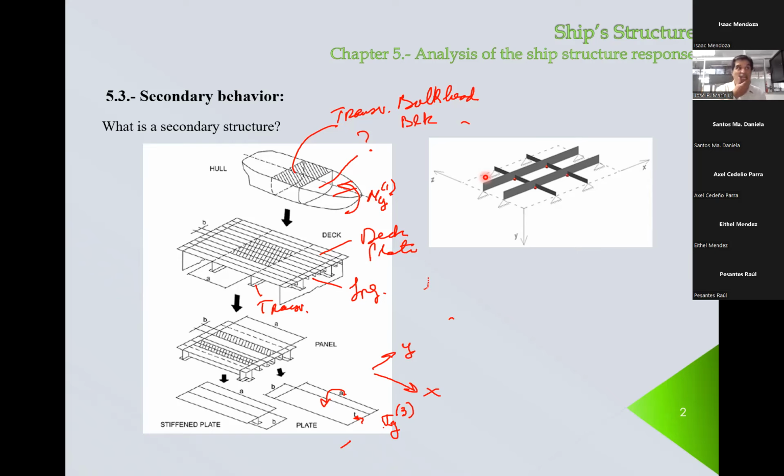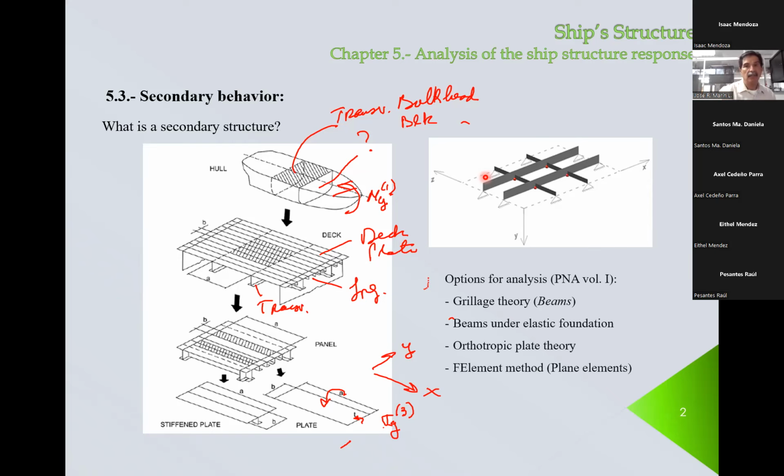Now, in general, in the PNA, that's Principles of Naval Architecture, a book by Lewis, volume 1 includes some chapters about structure. They mention that these are the four options that we usually have in order to analyze this secondary structure.